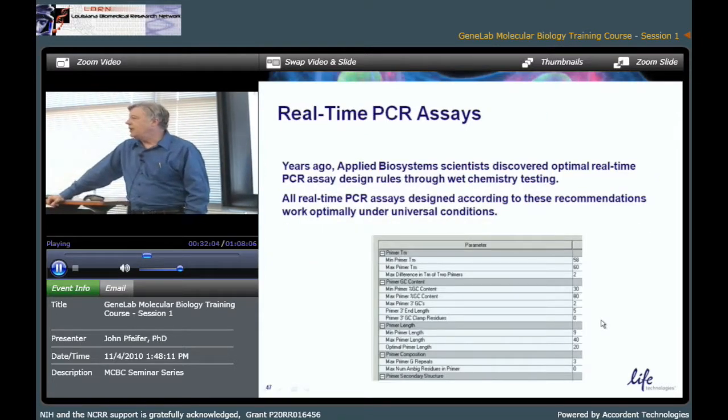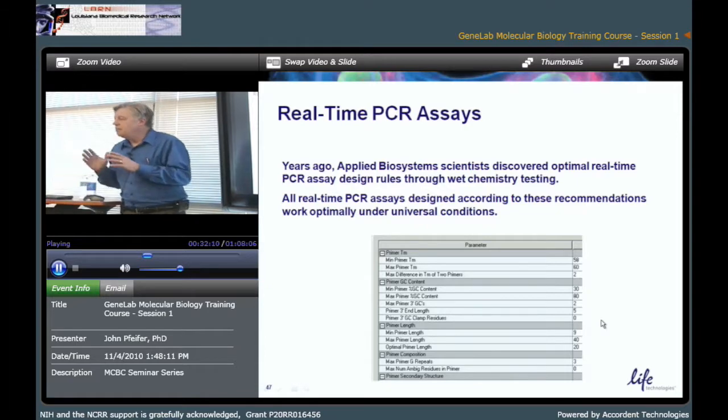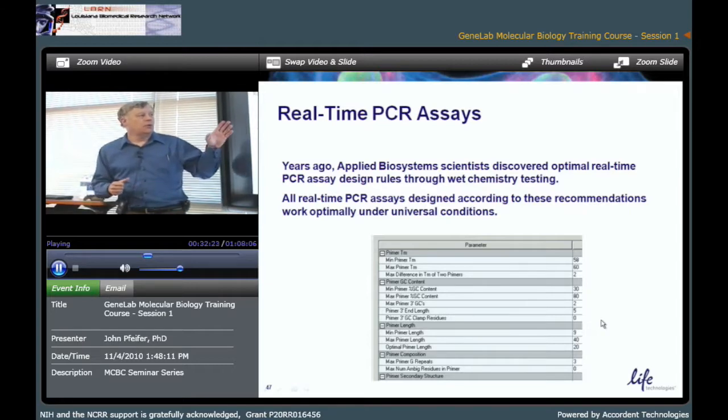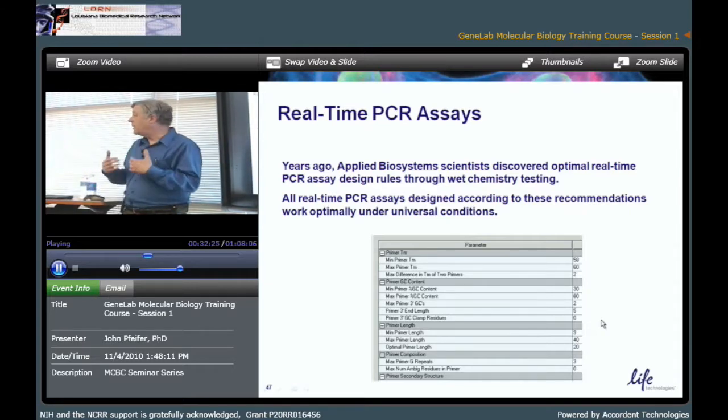So years ago, our scientists created a system and began by establishing universal cycling conditions. And over a period of years, they did massive systematic wet chemistry testing to identify the design parameters and chemistry formulations that would allow all the real-time assays to run under universal conditions and run robustly. So all assays, whether designed by us or perhaps by you using our software like Primer Express, will run under these universal conditions and you'll get those benefits.